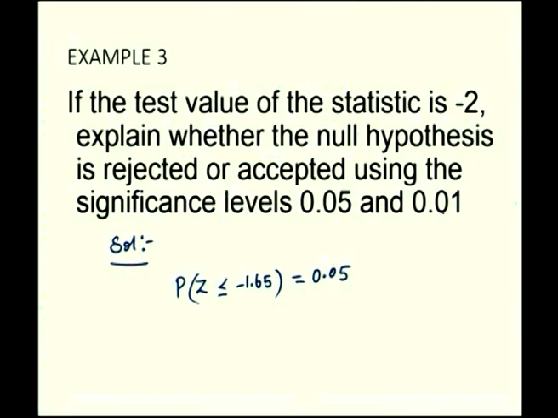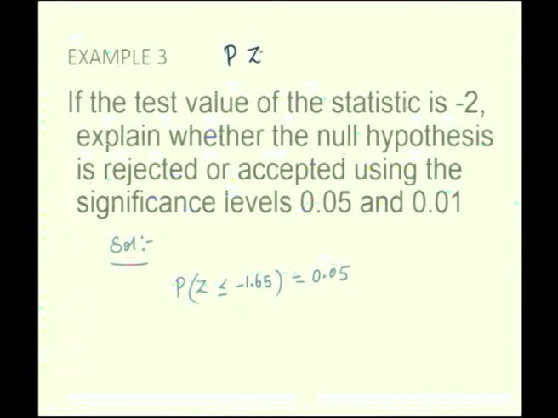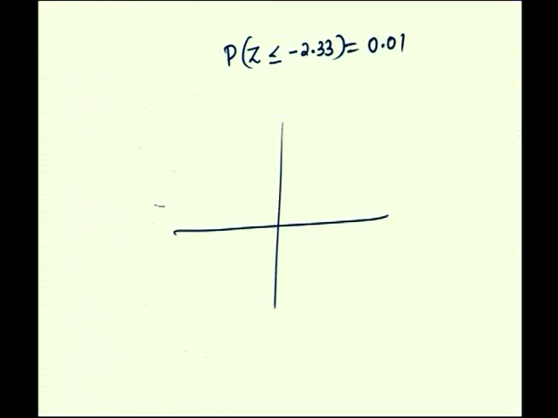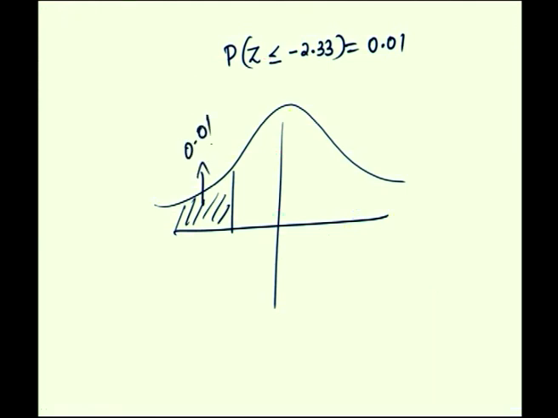So, for the value corresponding to 0.01, as discussed in example 2, that is P of Z less than or equal to minus 2.33 is equal to 0.01, isn't it? Here is another diagram for the 1% level of significance. This area is 0.01 and this is minus 2.33.